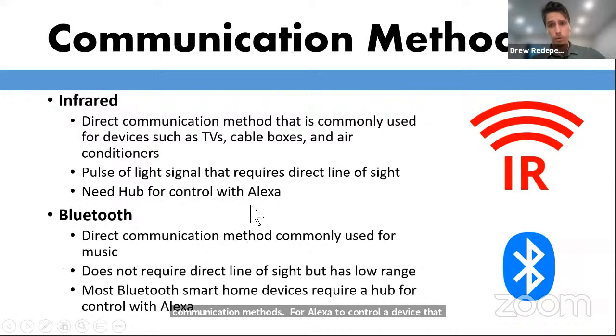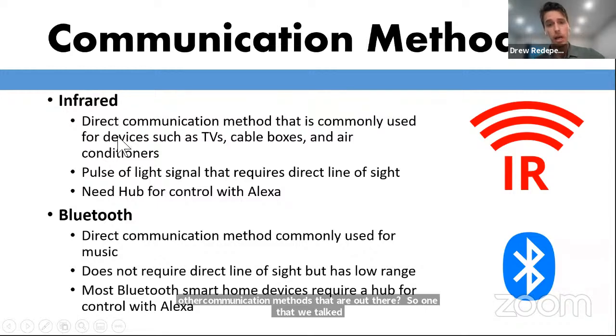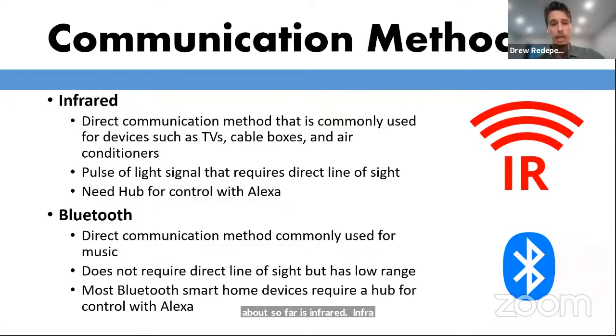So what are other communication methods that are out there? One that we talked about a lot so far is infrared. Infrared's a direct communication method, and it's commonly used for devices such as TVs, cable boxes, and even things like air conditioners. It's pretty much a light signal that shoots at the device you want to control.